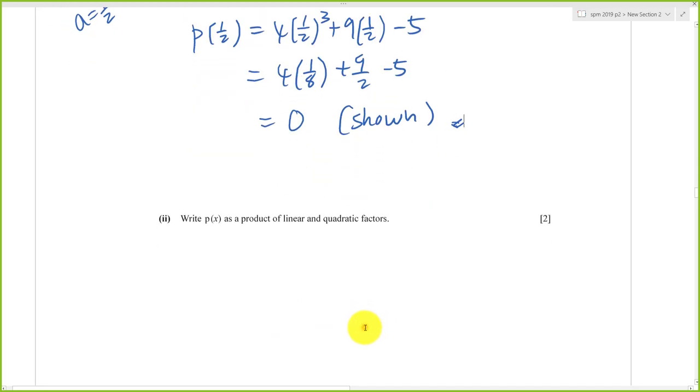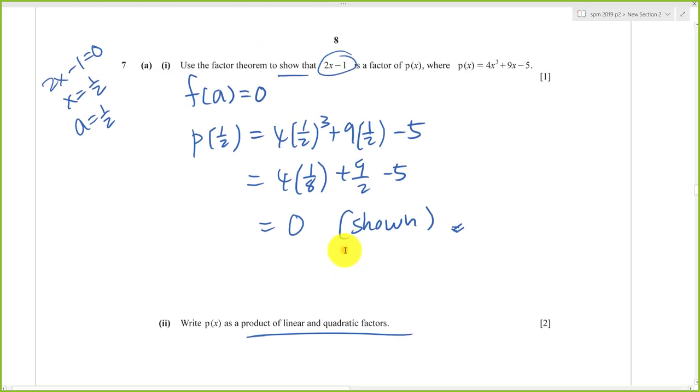So first thing is you have to understand what this question is trying to say, or what they want. As the product of linear and quadratic, that means you must have a linear factor, maybe ax plus b. Quadratic is maybe like cx squared plus dx plus e. Okay, this is what they want. So they basically ask you to write p(x) in this pattern. Okay, you ignore a, b, c, d, e. Basically, it's just a constant number.